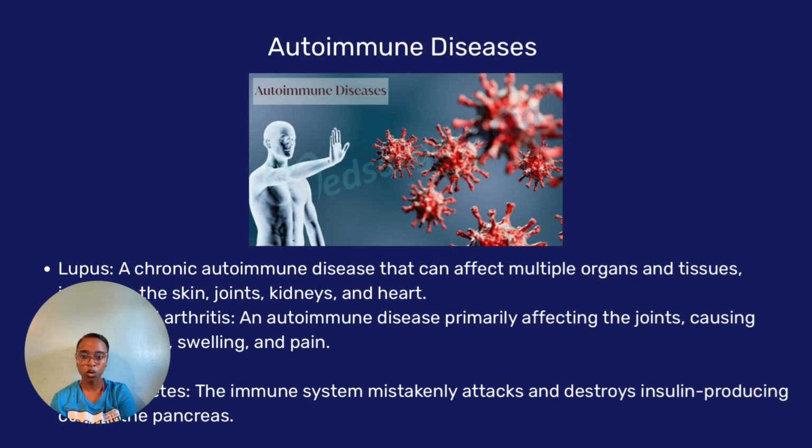Autoimmune diseases. Lupus: a chronic autoimmune disease that can affect multiple organs and tissues, including the skin, joints, kidneys, and heart. Rheumatoid arthritis: an autoimmune disease primarily affecting the joints, causing inflammation, swelling, and pain. Type 1 diabetes: the immune system mistakenly attacks and destroys insulin producing cells in the pancreas.